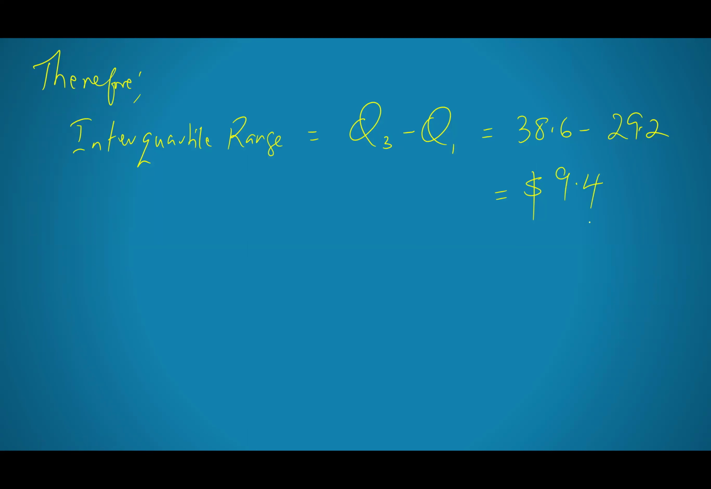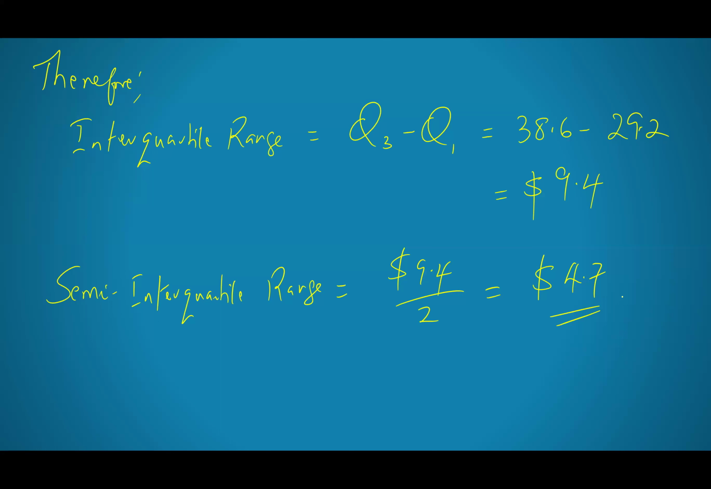9.4. Meaning that the semi-interquartile range would be the 9.4 divided by 2, which is about how much? Anybody? Which is about 4.7. Good. 4.7.